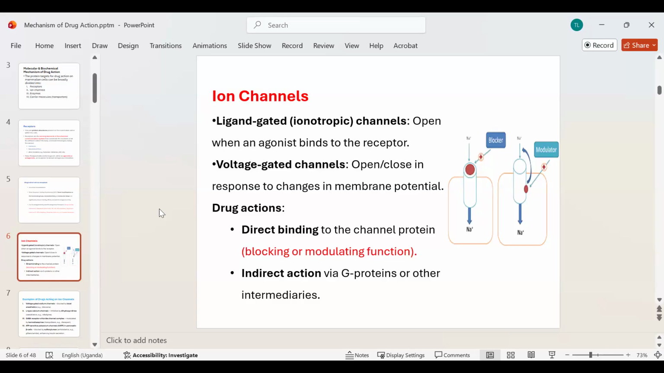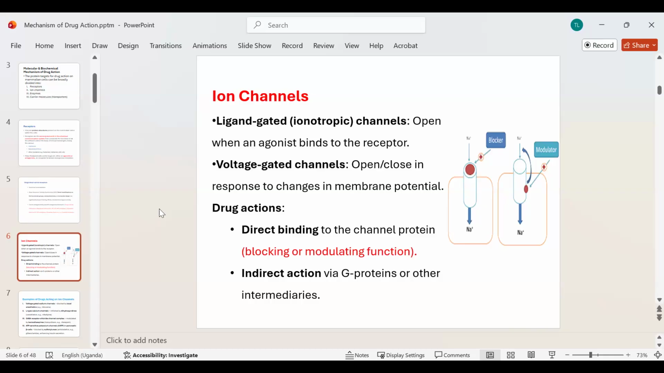And then indirect action can come via a G protein coupled receptor or via G protein and other intermediaries, like maybe an increase in cyclic AMP, an increase in protein kinase C, and others, as we shall be seeing when it comes to the signaling mechanisms that we shall be seeing later. Let me hope that is clear.